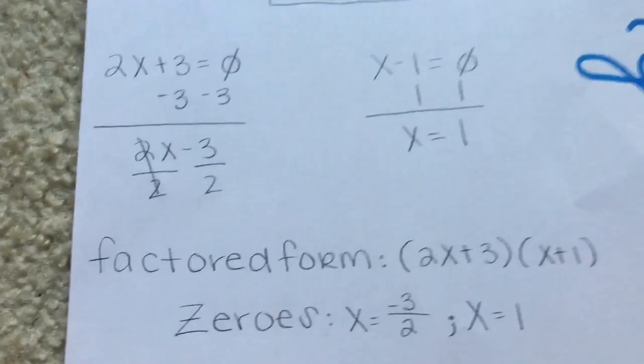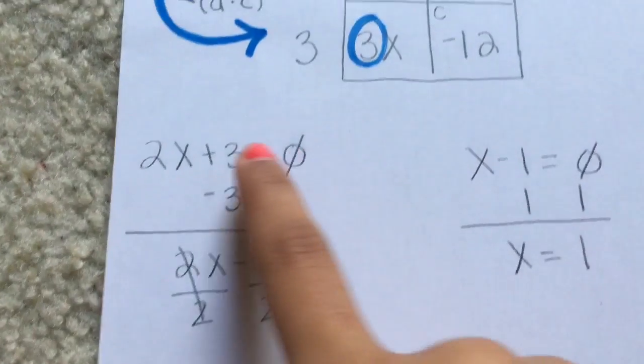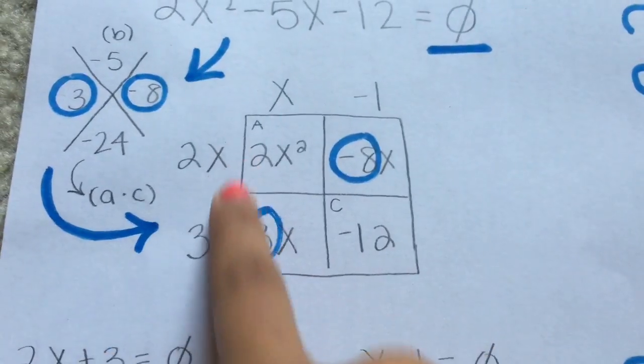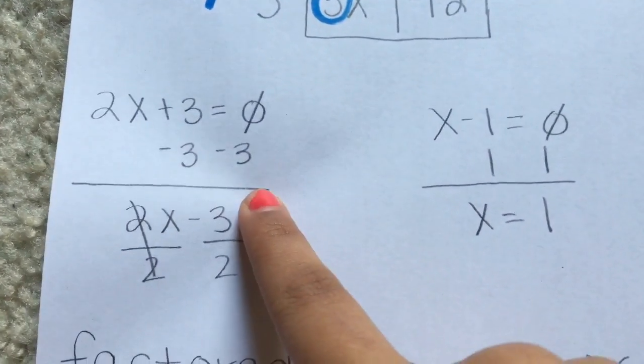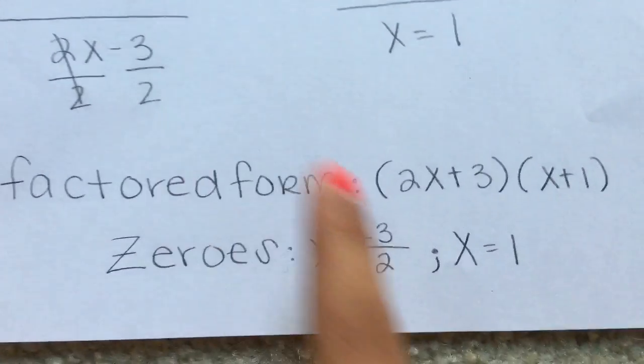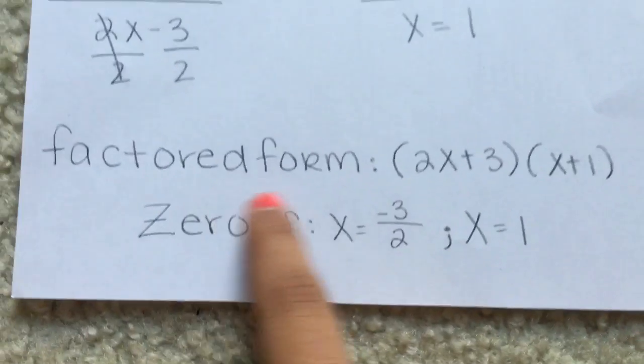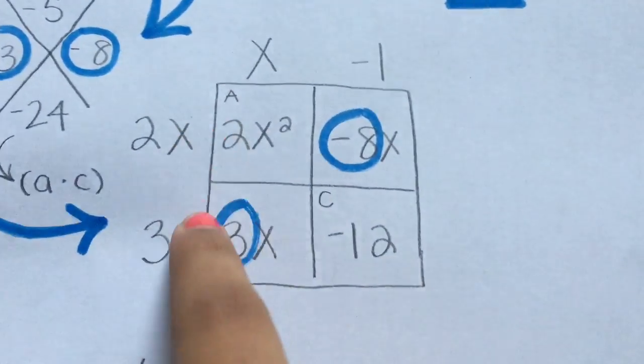And then you take these two equations by themselves, so 2x plus 3, which is right here, and you set it equal to 0, and you subtract 3, and you have x equals negative 3 over 2, which is right here, which is 0, and you do the same thing with these two, and it's a 1, and the factored form is just 2x plus 3, and then the x minus 2.